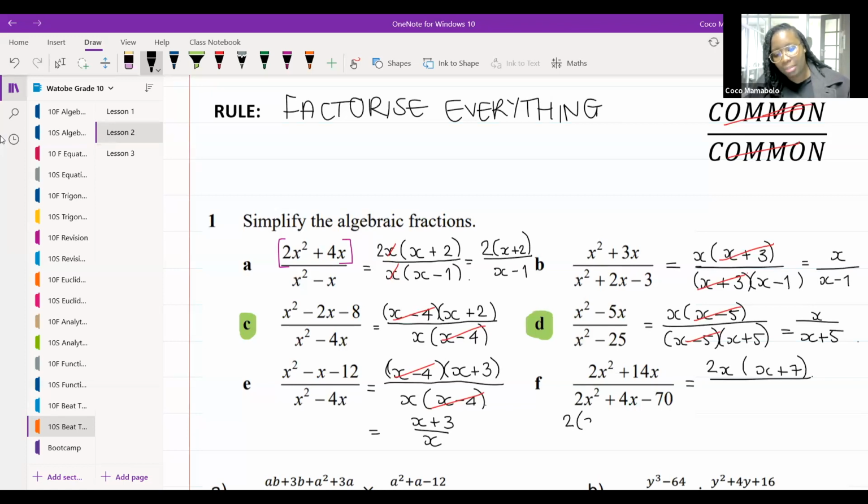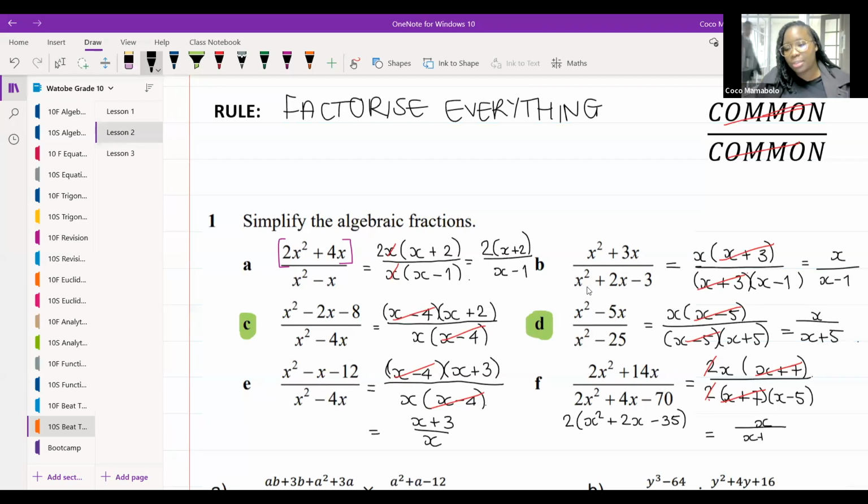If I take out 2 as a common factor, I'm going to end up with x squared plus 2x minus 35. Only then can I factorize this trinomial. So I'm going to put a 2 there, and open brackets. And then I'm going to put an x here and an x here. I know that my signs will be different, so I'm going to have a plus and a minus. And factors of 35 that will give me positive 2 are going to be positive 7 and negative 5. So when I cancel, I'm going to cancel x plus 7 and x plus 7, but those aren't the only two things that are common. The other thing that's common is 2 at the top and at the bottom. So my final answer will be equal to x over x plus 5.